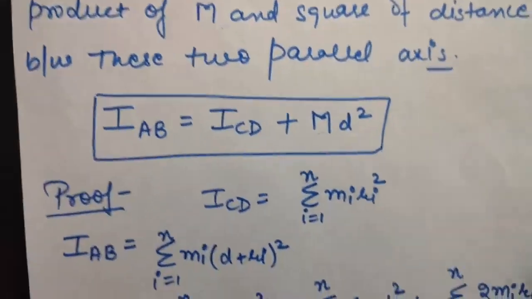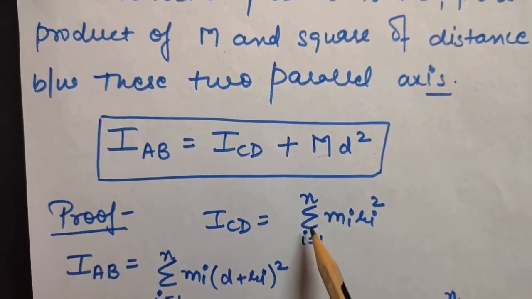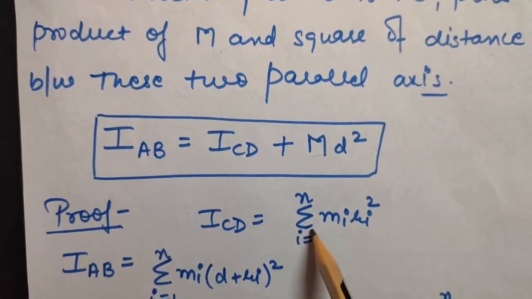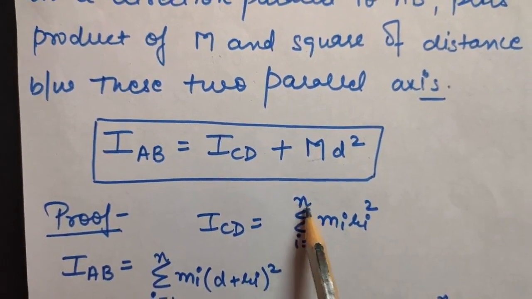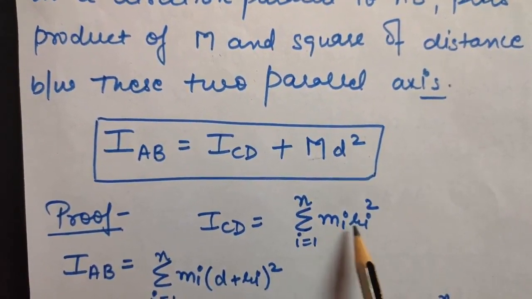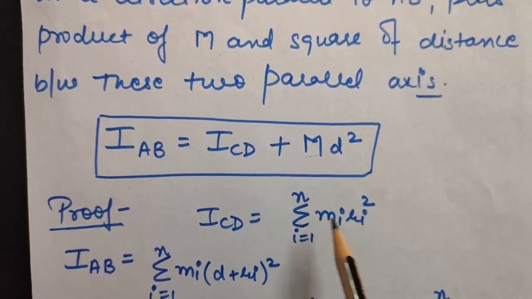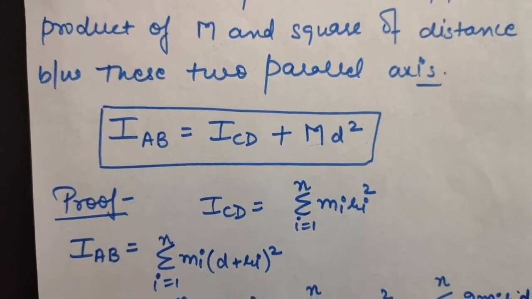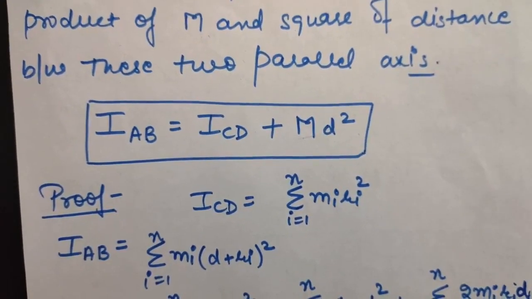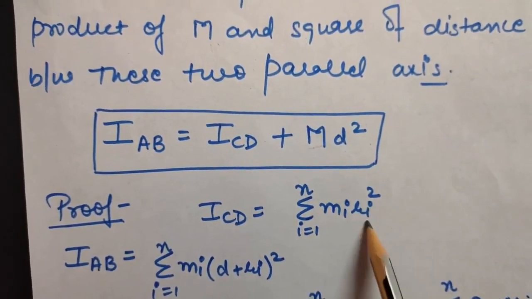So the moment of inertia is summation Mi Ri square, and this sign is called summation sign, and the meaning of this sign is addition, that is we are assuming that there are n particles in the body. So this i is varying from 1 to n, that is this means it is m1 r1 square plus m2 r2 square plus m3 r3 square and so on up to mn rn square. So this sign means this thing only.